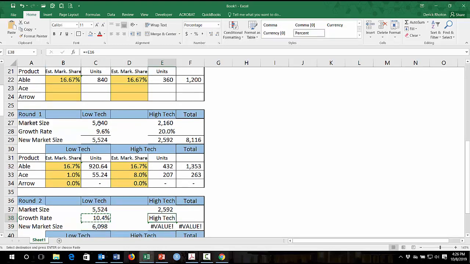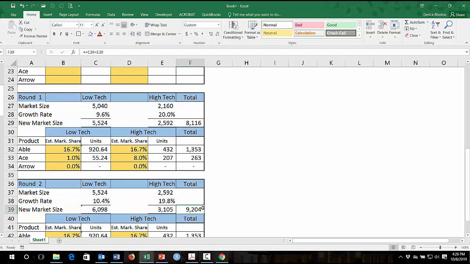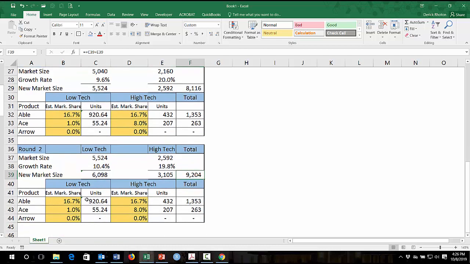And since I did that, I'm just going to copy it over that way. Hit F2 here, and I can see how that one copies okay. Now I can see growing into round two. That looks right. That looks right. So total customers in round two is 9,204,000. And I'm going to make this a little different. I'll just do it in round units. There we go. Okay, so now if I maintain my market share in Able, that would be the market share.